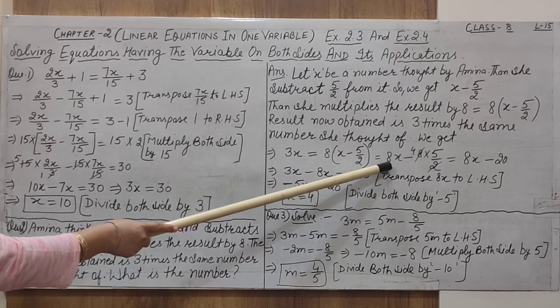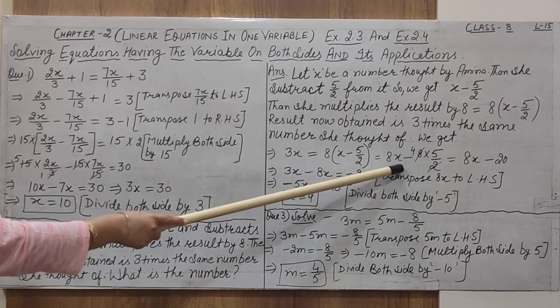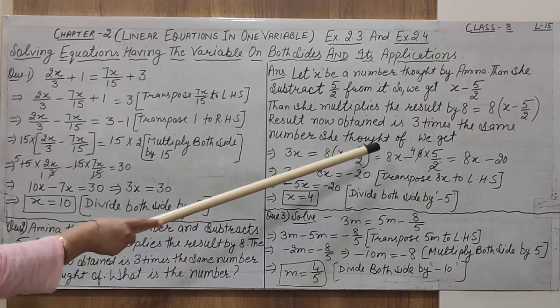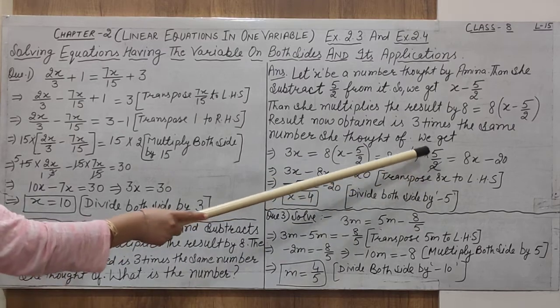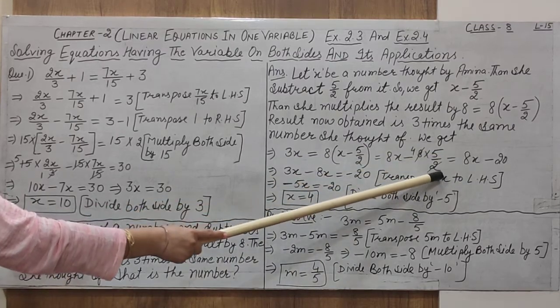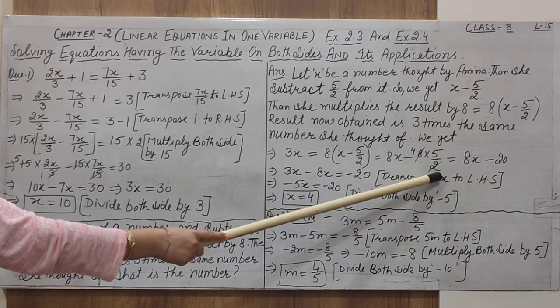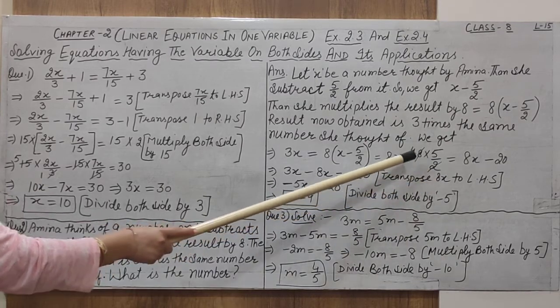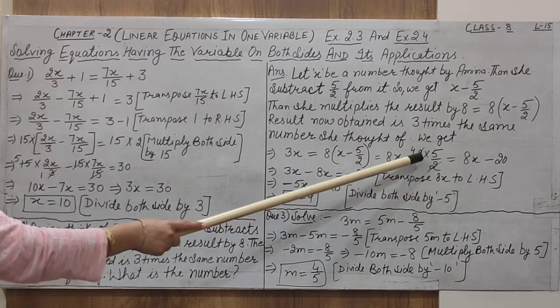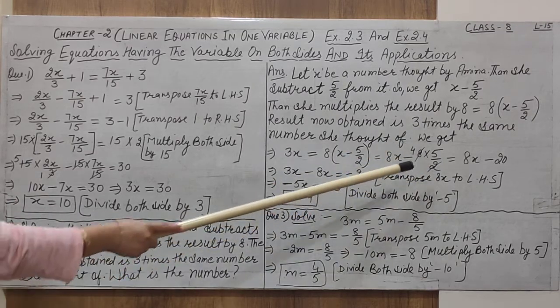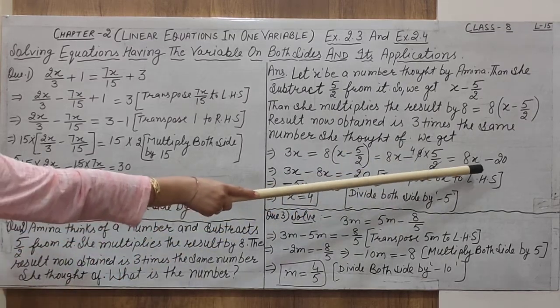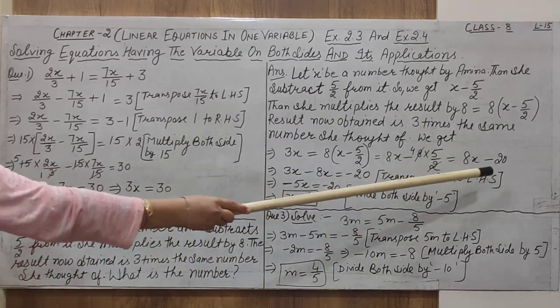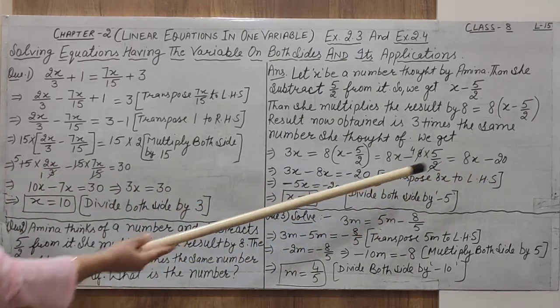Now 8 when multiplied with x we get 8x. When 8 is multiplied with 5/2, what we get? 8 into 5/2. Now 2 in the denominator can cancel 8 at 4, because 2 times 4 is 8. So we get 4 into 5, that is 20. So the right hand side is 8x minus 20.